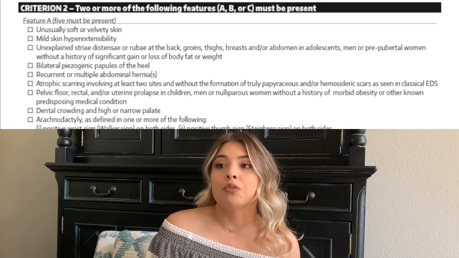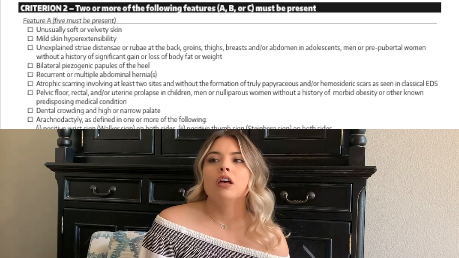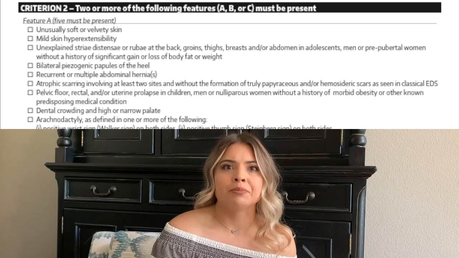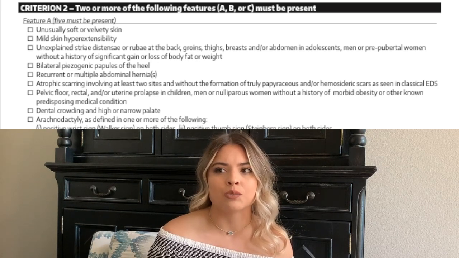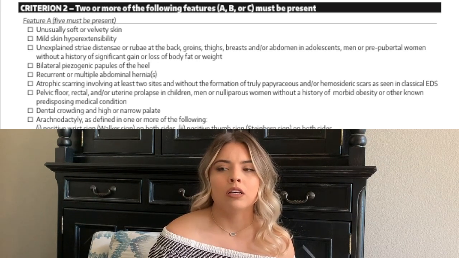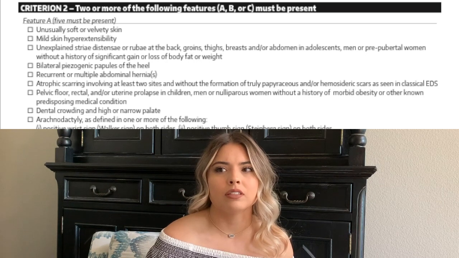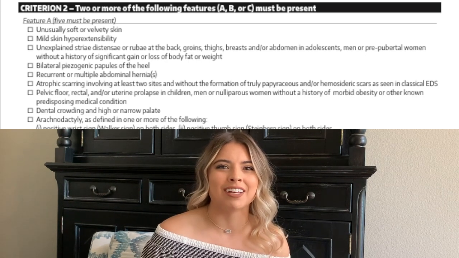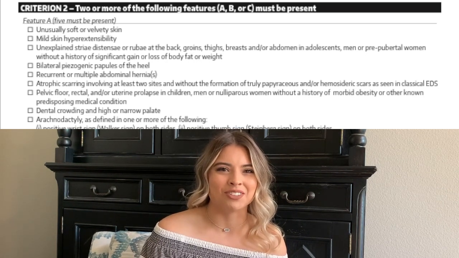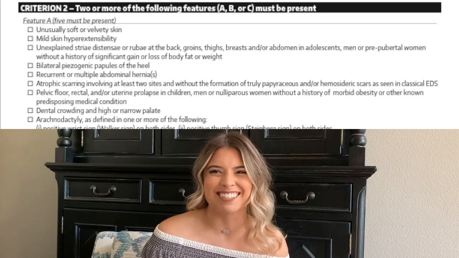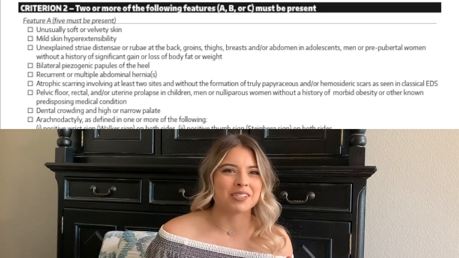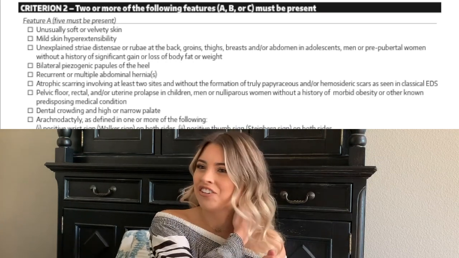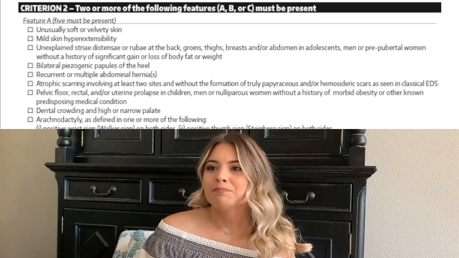Bilateral piezogenic papules of the heel. There's little bumps in your heel. I think that's what that is talking about. When I walk, you can hear them on the floor. It's kind of gross. If I'm not wearing slippers, you can totally hear me coming because I have cracking heels.